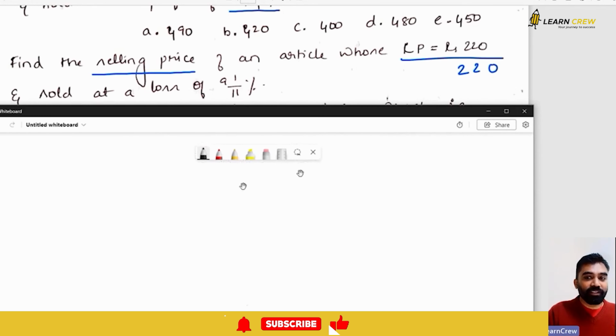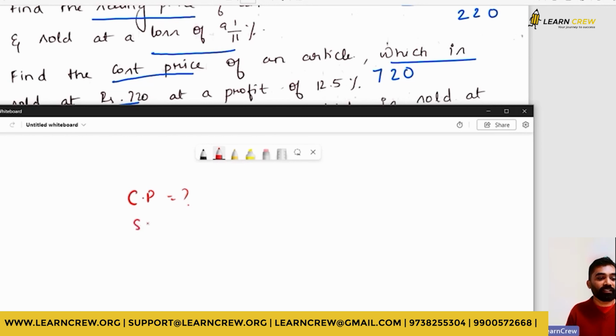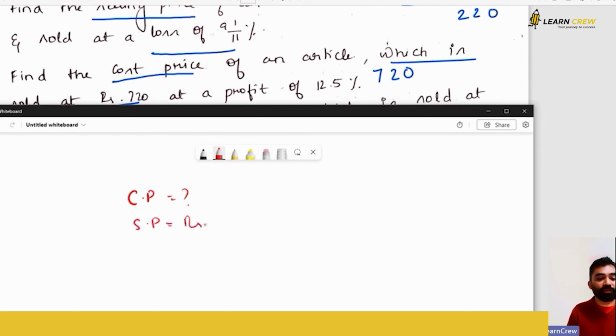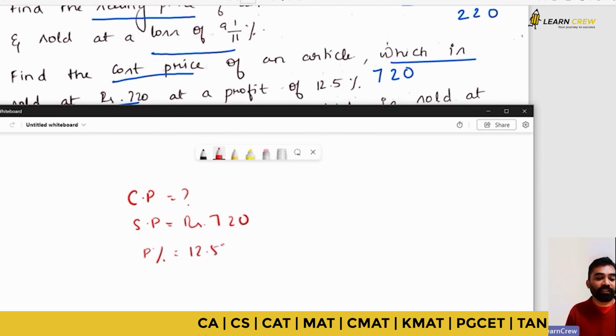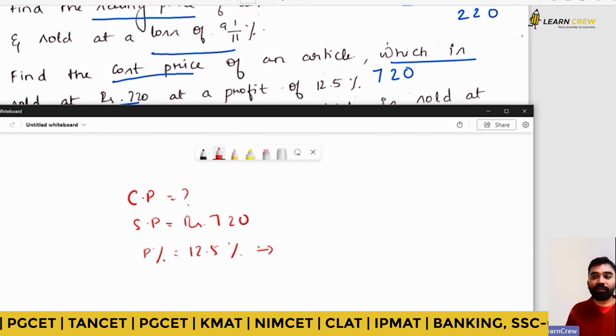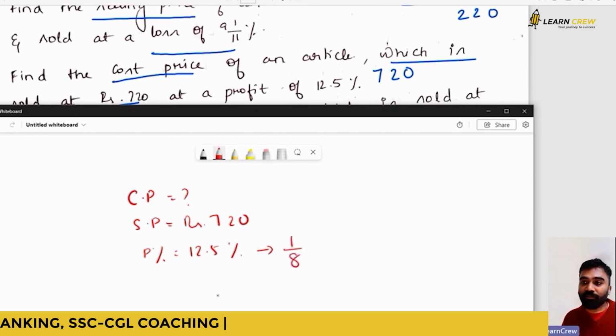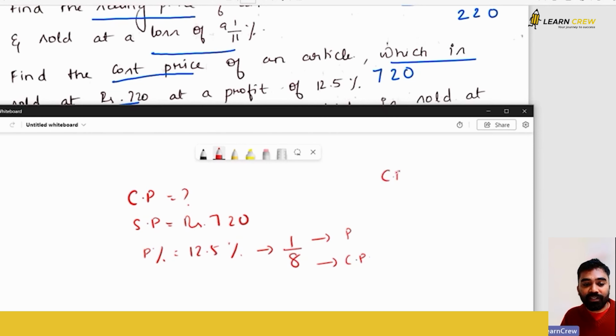Now fourth one. What's given in fourth one? They're asking you to find the cost price here. Which is sold at 720. So selling price value is rupees 720. And profit percentage they have given 12.5%. Again, you are going to start with the 12.5 percentage only. 12.5%. How can you represent in terms of fraction? 1 by 8. If 1 by 8 is this one, this is nothing but profit. This is nothing but cost price. So cost price ratio is 8R and profit ratio is 1R.